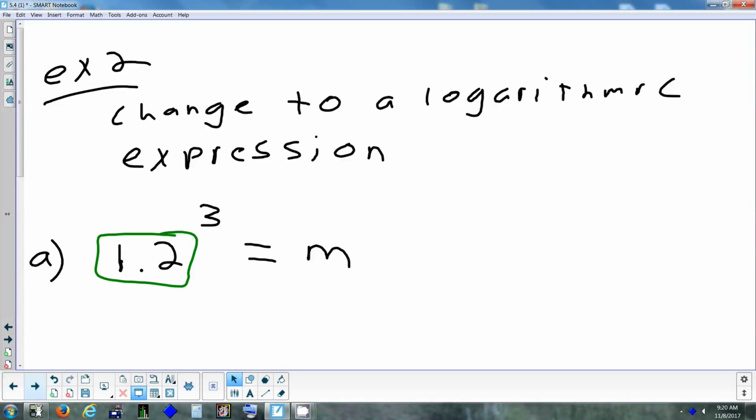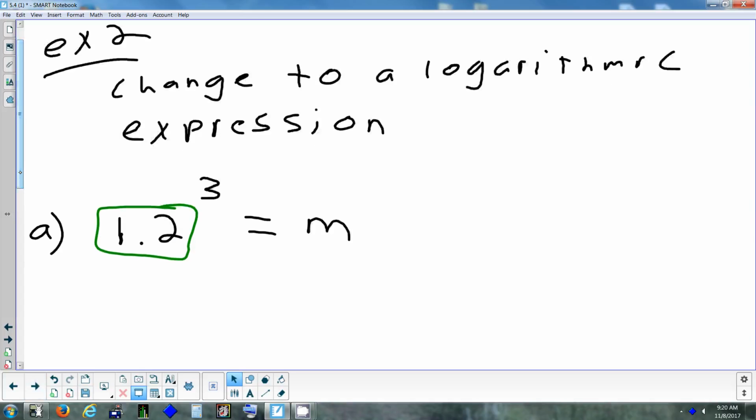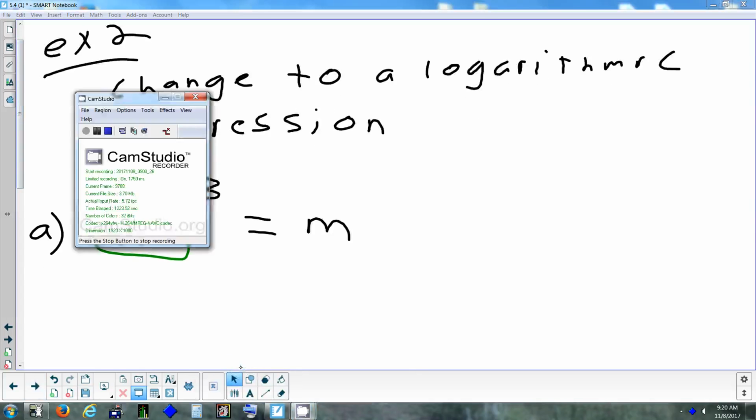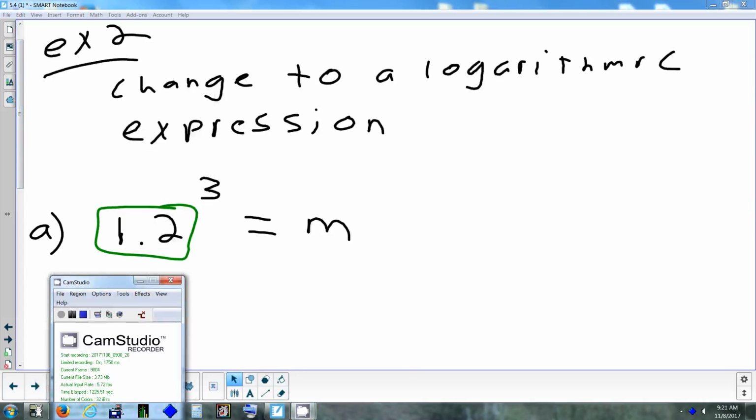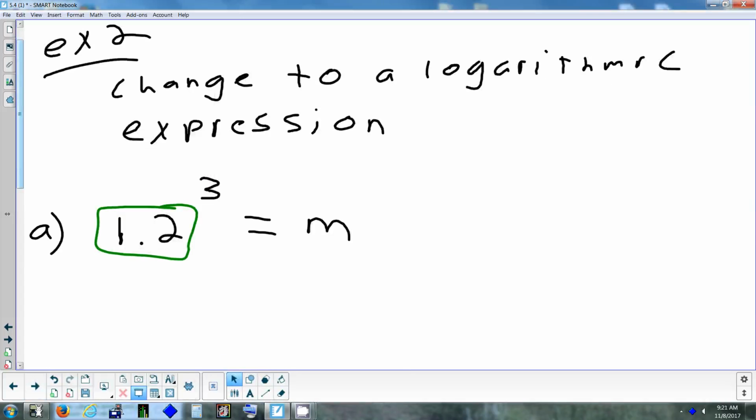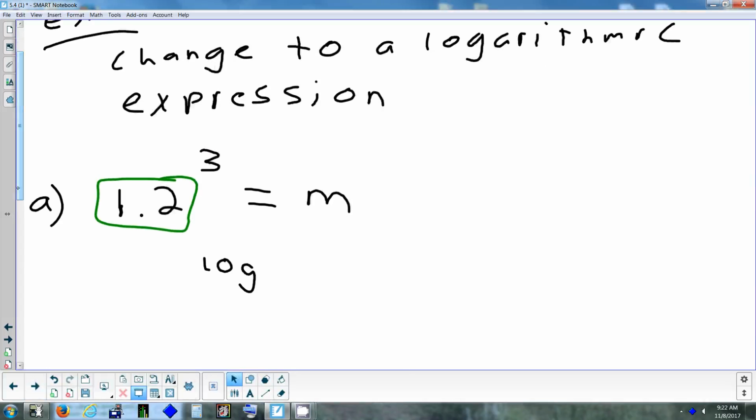All right. Let's try it the other way. So now we're going to take something that's exponential, and we're going to turn it into a log. So first thing, if we're changing it to a logarithmic expression, got to put the word log. What's going to be the base on my log? Yeah. Whatever the base was on the exponential, that's the base on my log.